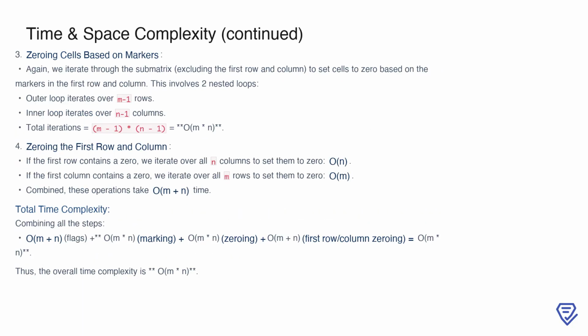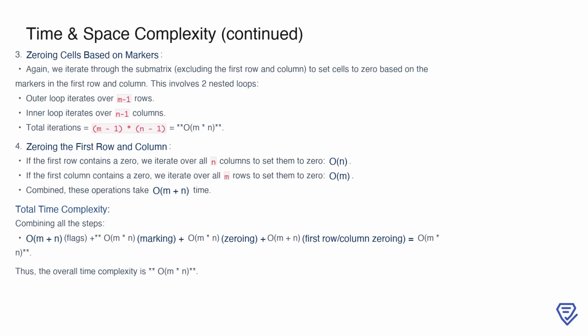After marking, the next step involves zeroing the appropriate cells based on the markers placed in the first row and column. This also involves iterating through the submatrix with two nested loops, one for rows and one for columns, leading again to O(m*n) iterations. Finally, we handle the first row and first column separately. If the first row contains a 0, we iterate through all n columns to set them to 0, which takes O(n). Similarly, if the first column contains a 0, we iterate through all m rows to set them to 0, which takes O(m).